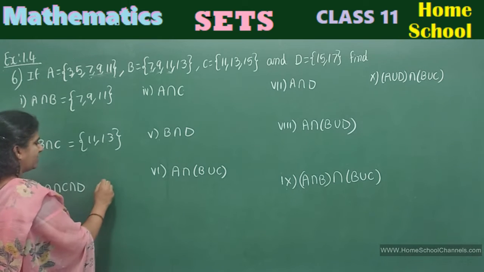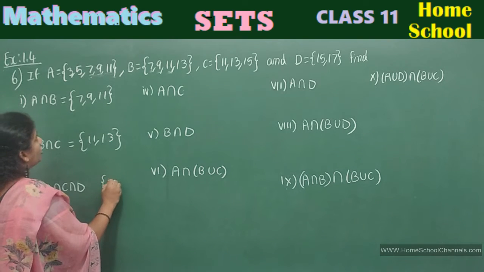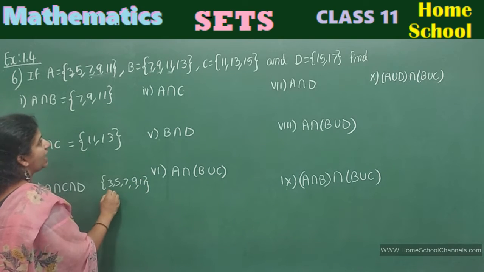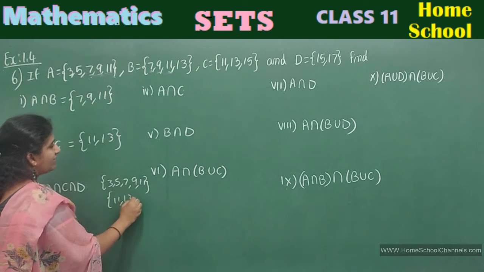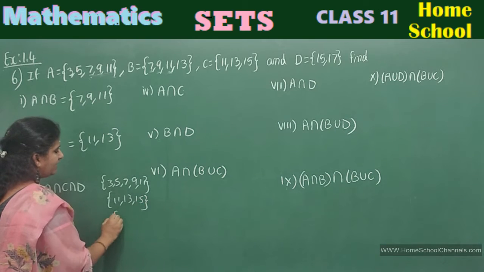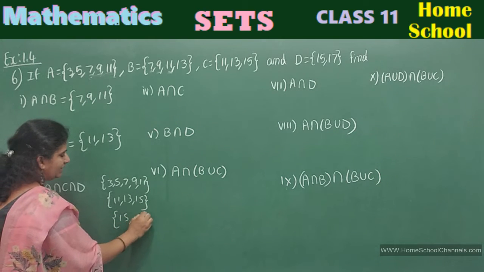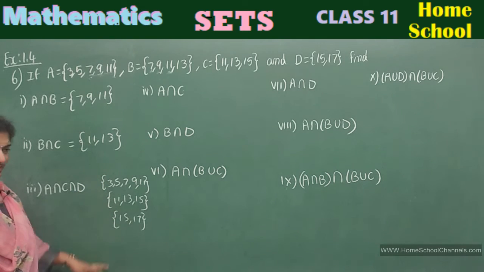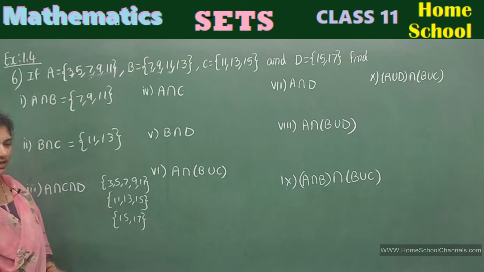Okay, suppose if you have a doubt, you can write here. A set, what do you have? 3, 5, 7, 9, 11. And C set, 11, 13, 15. D set, 15, 17. Do you have any common element in all 3 sets? There is no common element.